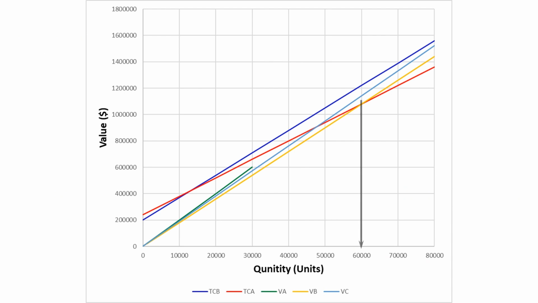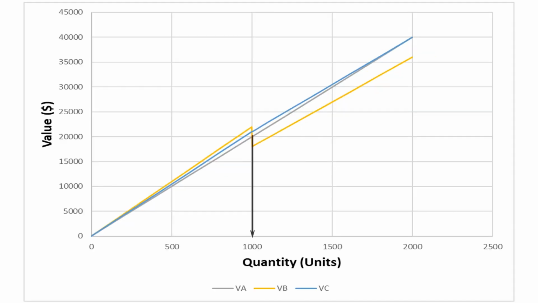It is clear that there is a break-even point at Q equals 60,000 units. While this area is not clear, so we need to focus on this area to gain more information. Here we have another break-even point at Q equals 1,000 units.